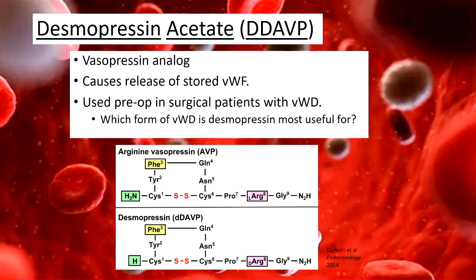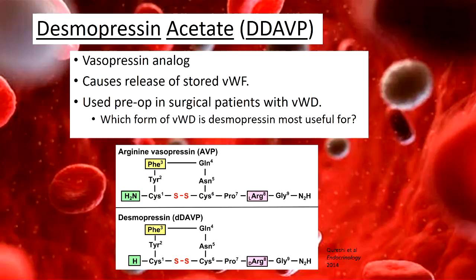Let's say you needed to do a surgery on a patient with von Willebrand factor. You know this patient's going to be prone to not clotting, bleeding, hemorrhaging. Okay, what can you do about it? Well, there is a drug called desmopressin acetate, or DDAVP. Actually, if you remember vasopressin, antidiuretic hormone, it's an analog of it.